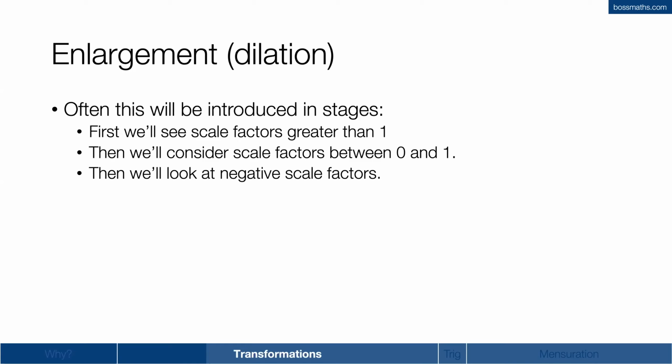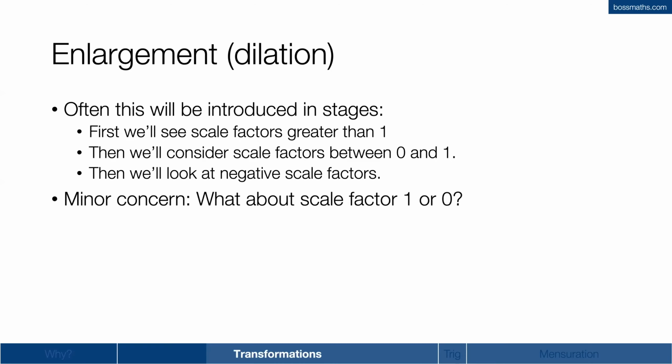But I've got a minor concern with this and a bigger concern as well. The minor concern is neglecting looking at scale factor 1 and scale factor 0. Fortunately, actually, that's not been a real issue for a while because I do normally address this explicitly. I'll use GeoGebra or something like that and specifically talk about what does it mean if we enlarge by scale factor 0? What does it mean if we enlarge by scale factor 1? And we look at that.